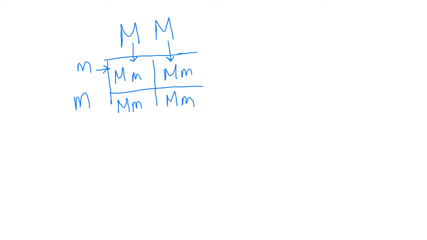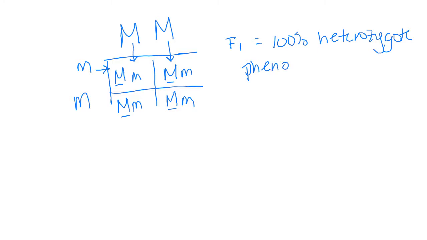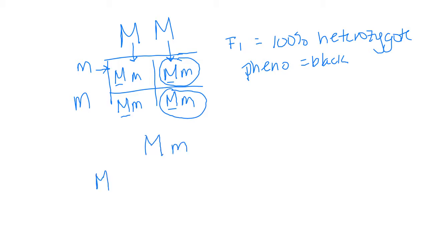So this is our F1 generation, and they are 100% heterozygote, which means if they all have a big M, they're all going to look black, right? So their phenotype is black. These are all black frogs. Okay, now we're going to mate them with each other. So we're going to take this individual and mate it with this individual. Okay, so now we're mixing a heterozygote with a heterozygote. This is going to look different.